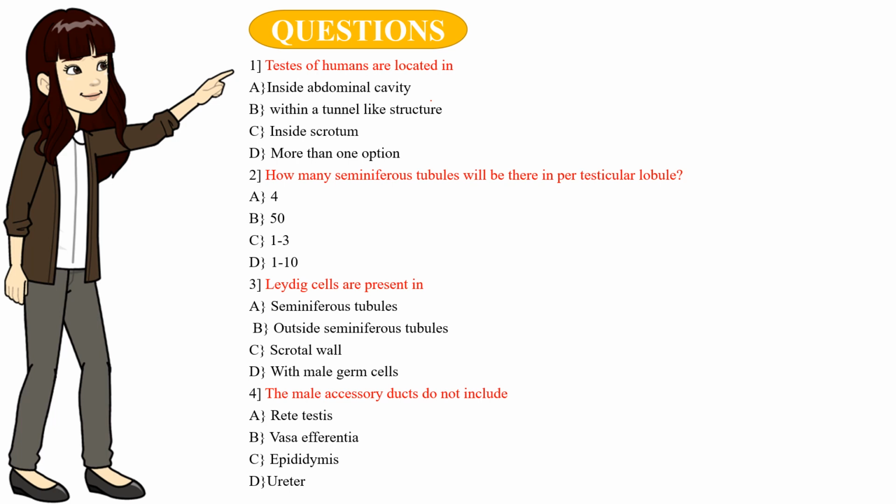Let us take some practice questions. Testes of humans are located inside the scrotum. 1 to 3 seminiferous tubules will be there per testicular lobule. Leydig cells are present outside the seminiferous tubules. The male accessory ducts do not include the ureter.